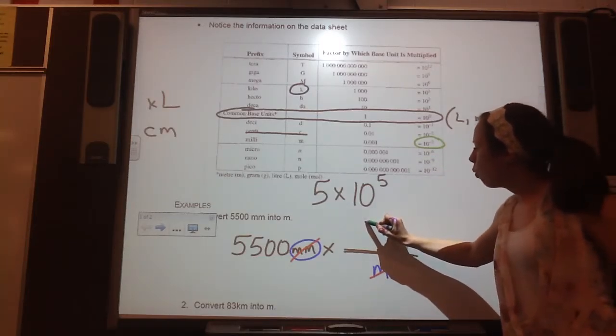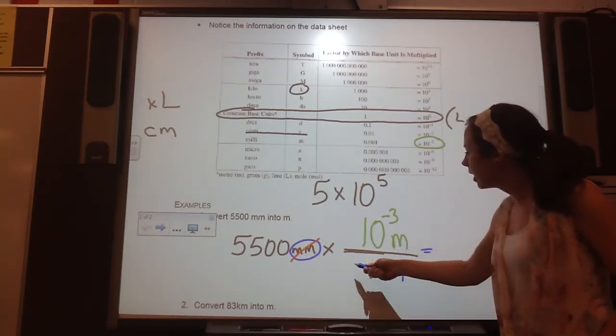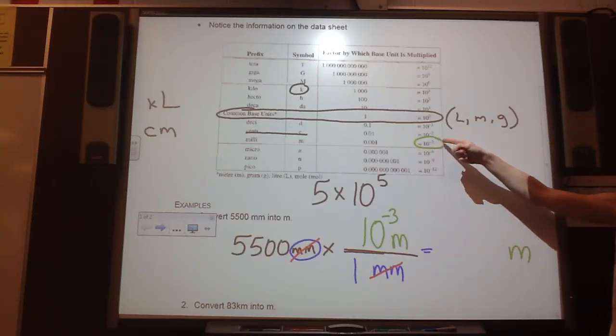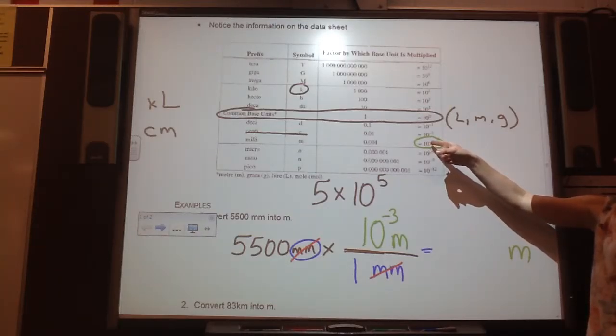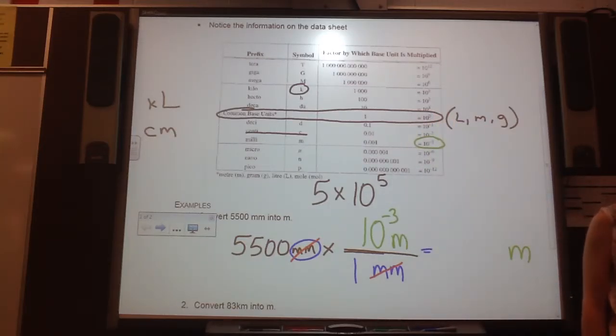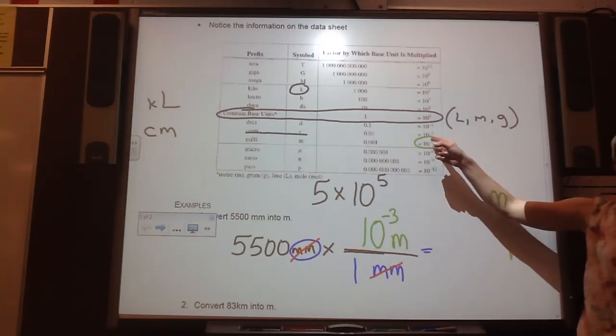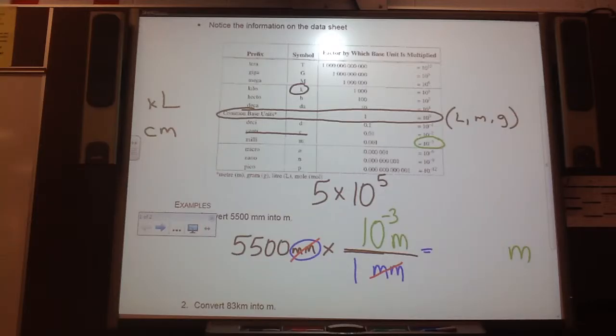That means for every times 10 to the power of -3 meters, there is 1 millimeter. That's what that means. The common base unit, you need times 10 to the power of -3 of them for every 1 millimeter. How many millimeters are in 1 meter? 1,000. That means the same thing. So it's like saying there's 1,000 millimeters in every 1 meter, or it means there's a 1,000th of a meter in every 1 millimeter.